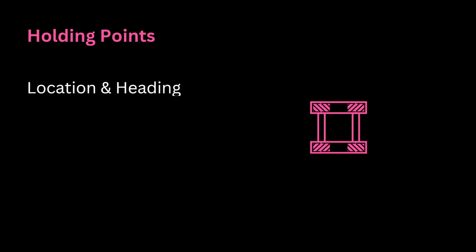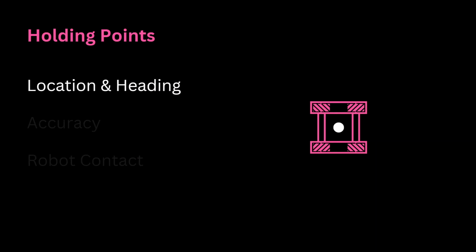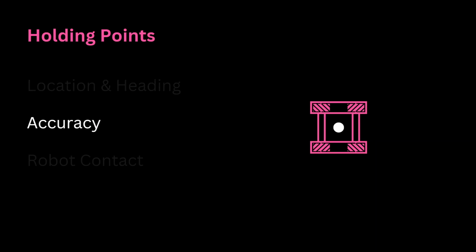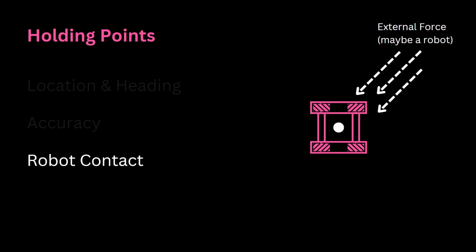Additional capabilities. Pedro Pathing is capable of holding points, which means that it can stay at a location and face a certain direction. This is important because it can help improve accuracy at the end of paths, or it can guard against robot contact. So, for example, in the Power Play season, let's say that you're trying to score on a contested middle junction between two robots.